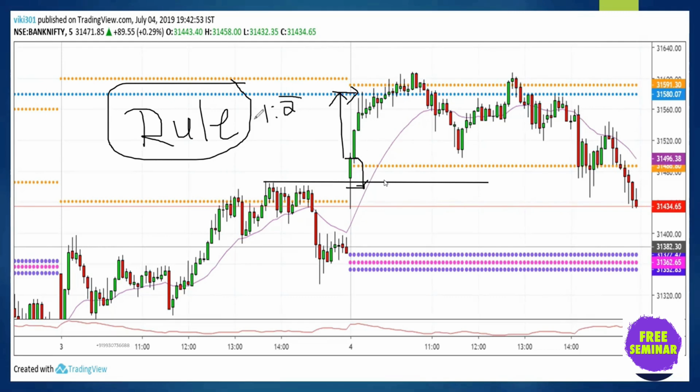Minimum 1:2 risk reward. Whenever they lose, they lose only 1%. Whenever they win, they make 2%. And after all, how many times do they need to be right? Only 50% of the time they can be right, and still they can make a profit in trading. That is why professional traders are successful, because they don't bring emotion, they follow the rules. They know how to control their emotion.